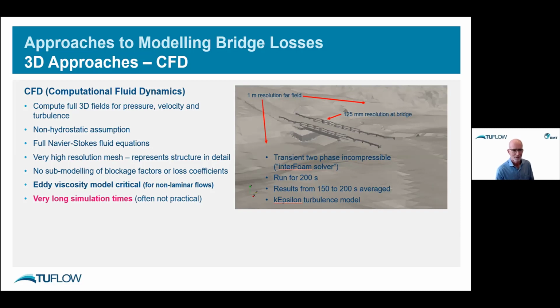The downside is that they have very, very long simulation times. So they're not really practical for your typical flood model, but they can be very useful for near field studies trying to understand the hydraulics of particularly a non-standard structure. So if you've got a bridge structure which is just not normal, CFD could be a good option.